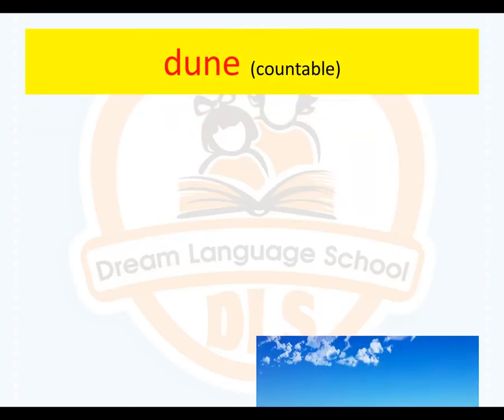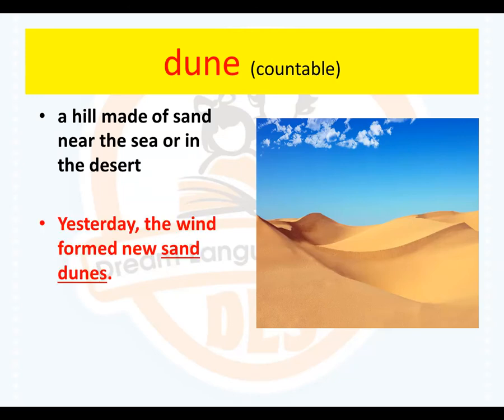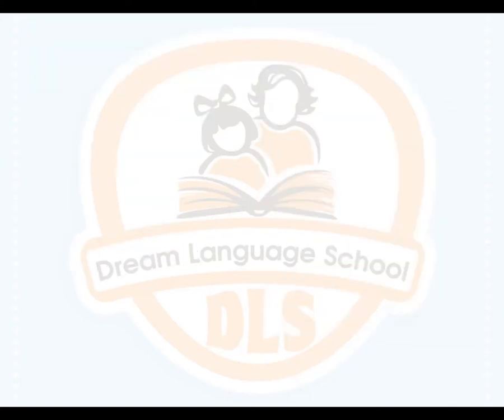Dune. A hill made of sand near the sea or in the desert. Yesterday, the wind formed new sand dunes.